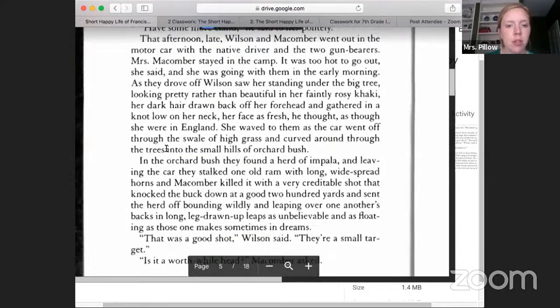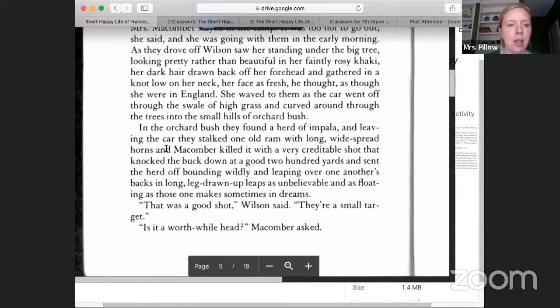In the orchard bush, they found a herd of impala. And leaving the car, they stalked one old ram with long, widespread horns, and Macomber killed it with a very creditable shot that knocked the buck down at a good 200 yards and sent the herd off bounding wildly and leaping over one another's backs in long, leg-drawn-up leaps, as unbelievable and as floating as those one makes sometimes in dreams. That was a good shot, Wilson said.